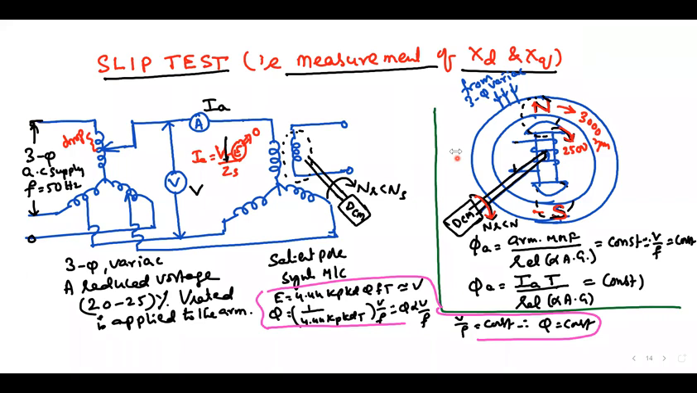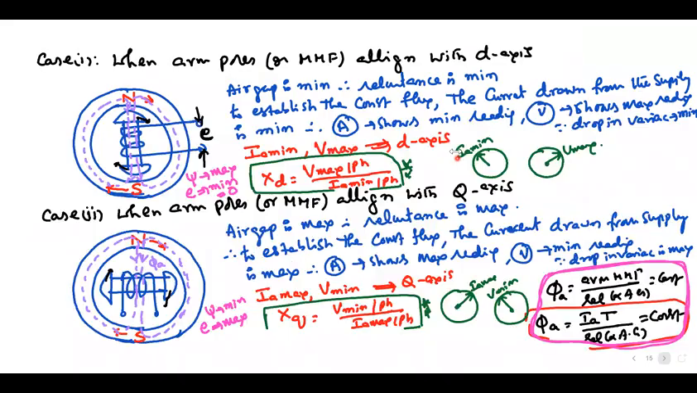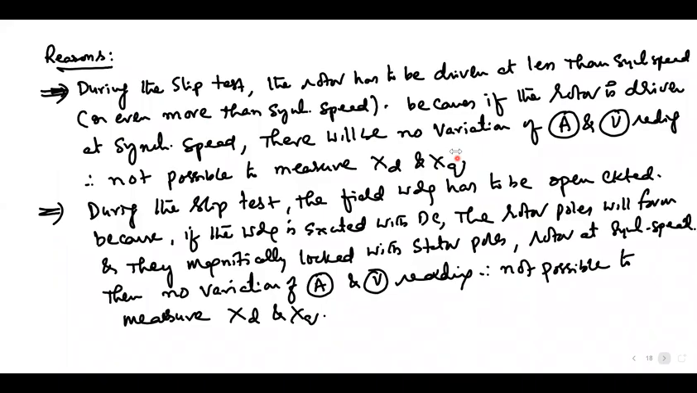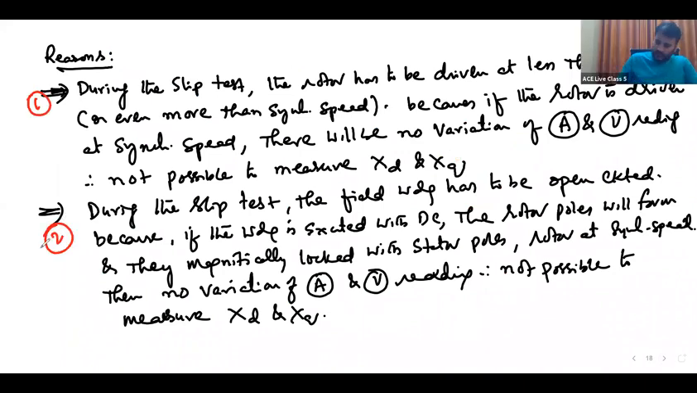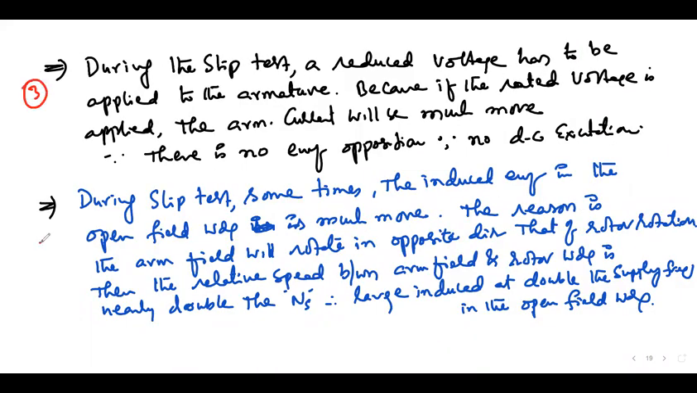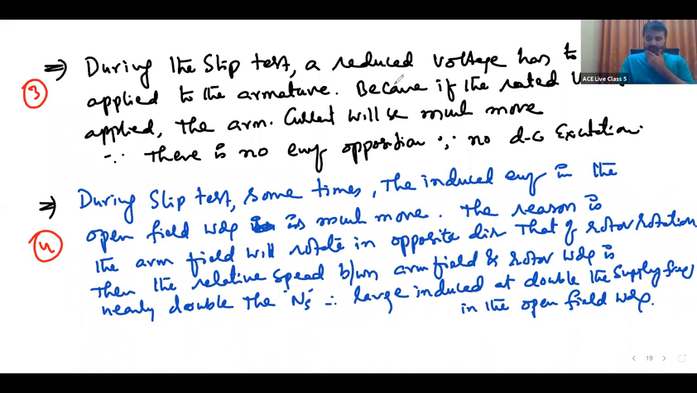Sir, in the reasons part, third one, could you explain it again, sir? Because I didn't get that part. This is reason 1, reason 2, reason 3. During the slip test, a reduced voltage has to be applied, not the rated voltage. You have to apply a reduced voltage. 100 volts I am applying, right? Because what is the current? Tell me. IA is equal to V minus E by ZS, or for a generator E minus V by ZS. But what is E? This E is proportional to flux, no?